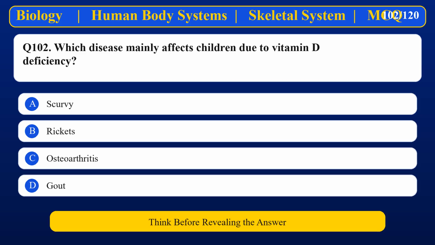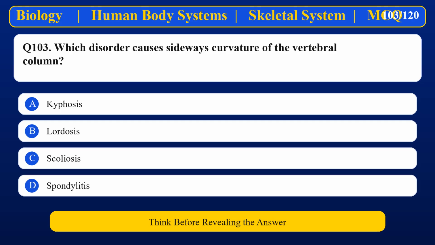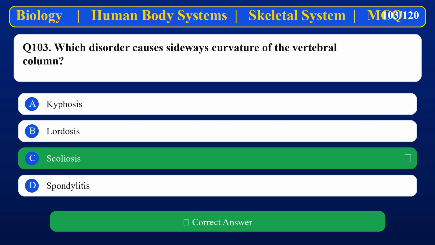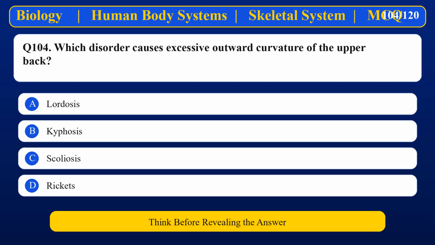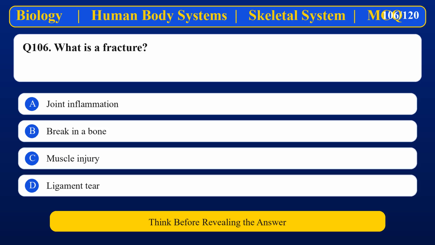Osteomalacia. Which disease mainly affects children due to vitamin D deficiency? Rickets. Which disorder causes sideways curvature of the vertebral column? Scoliosis. Which disorder causes excessive outward curvature of the upper back? Kyphosis. Which disorder causes excessive inward curvature of the lower back? Lordosis. What is a fracture?